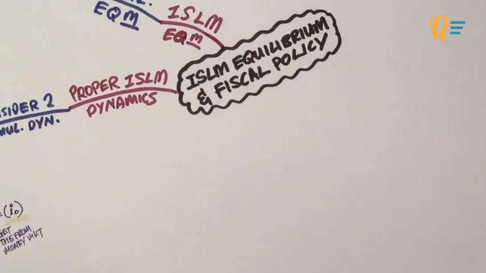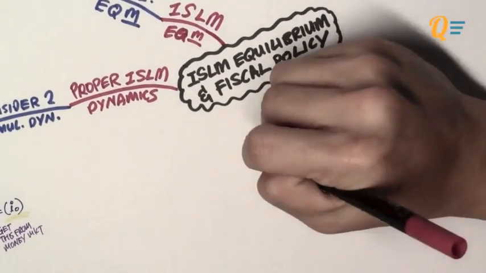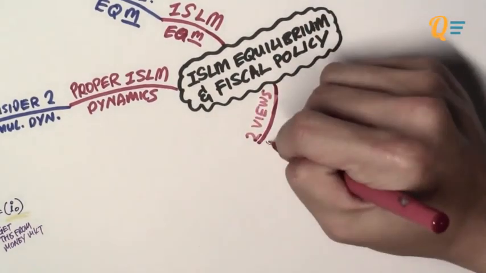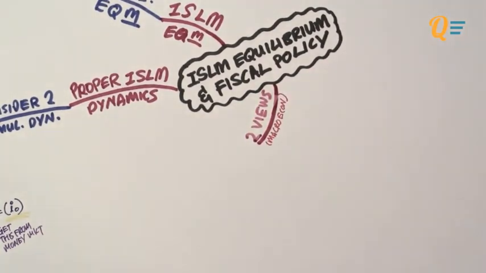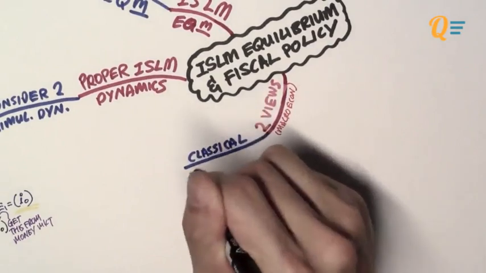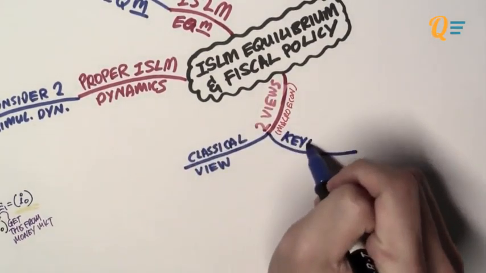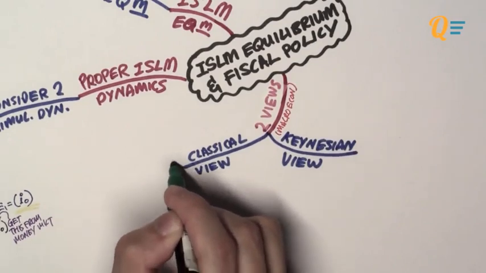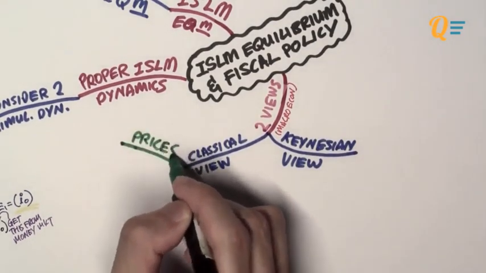Okay, now that we've nailed down the most important part, it is time for me to introduce to you two different types of views that economists have on analyzing macroeconomics. The first view is called the classical view, and the second view is called the Keynesian view. If you search the internet for the differences between these two views, you're going to get a lot of essays of answers. So I'm just going to go through three major differences between these two views.